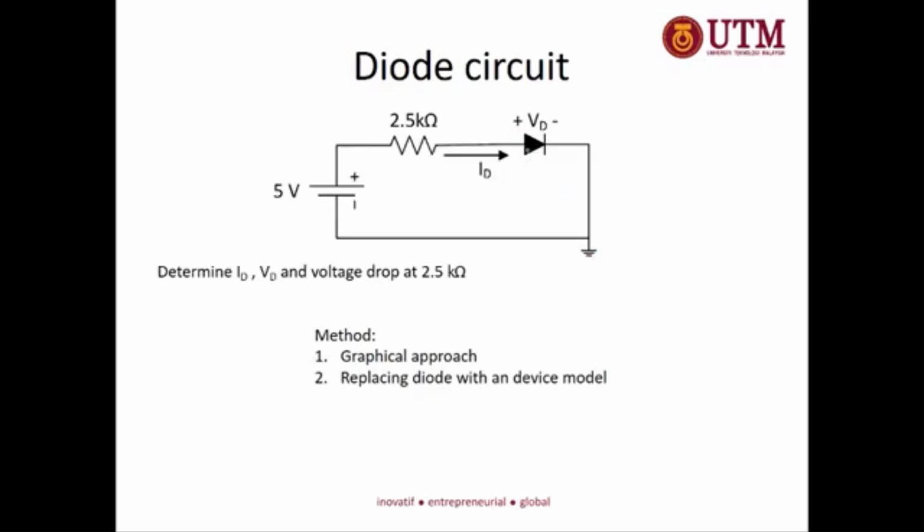This is a diode, and then ground. So we see here the diode again, the symbol of a diode. This is the positive anode terminal, and this line is the cathode, the negative terminal. The question is how to determine ID, the current here, VD, the voltage across the diode, and the voltage drop at the 2.5 kilo ohm resistor.